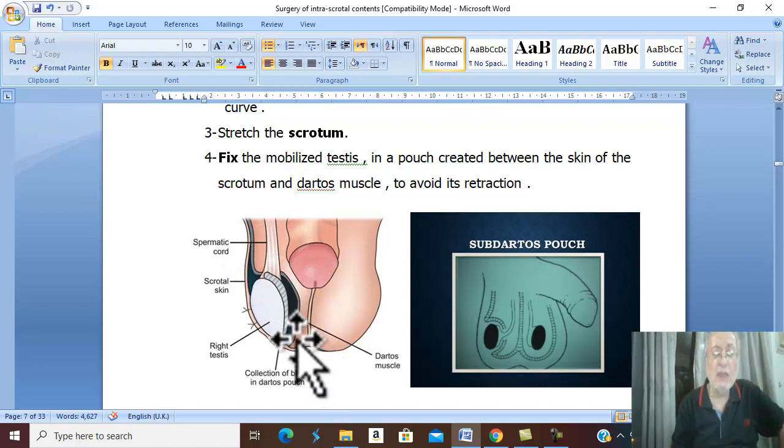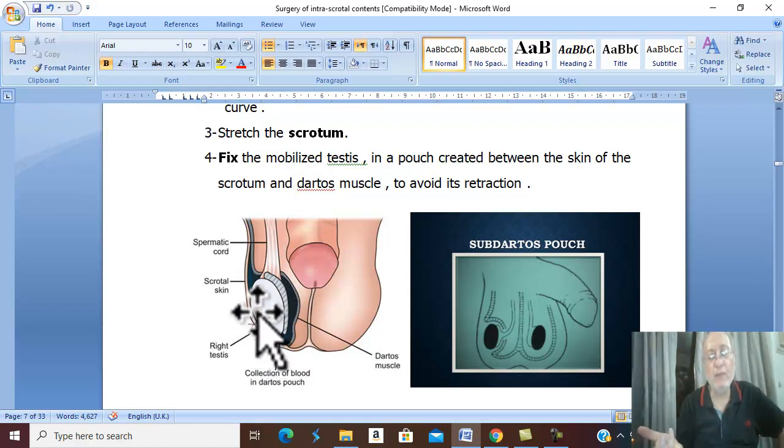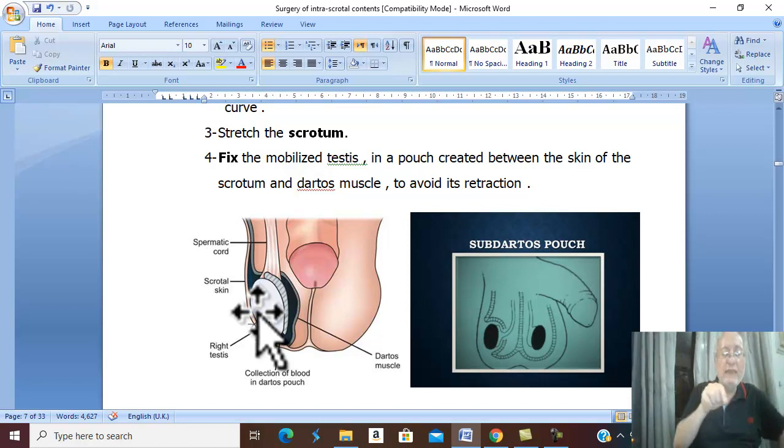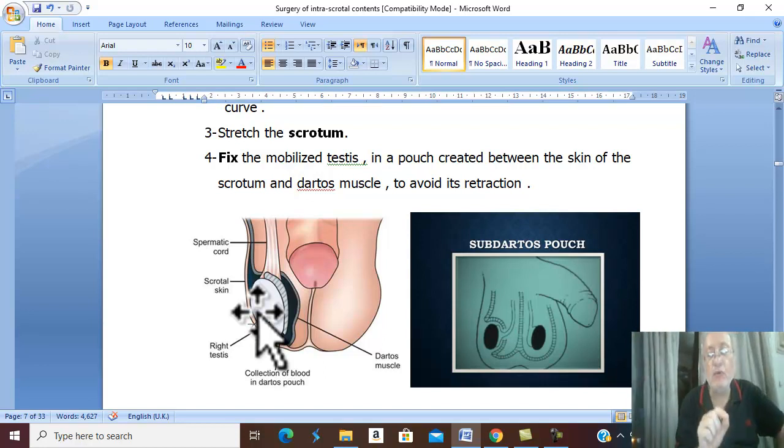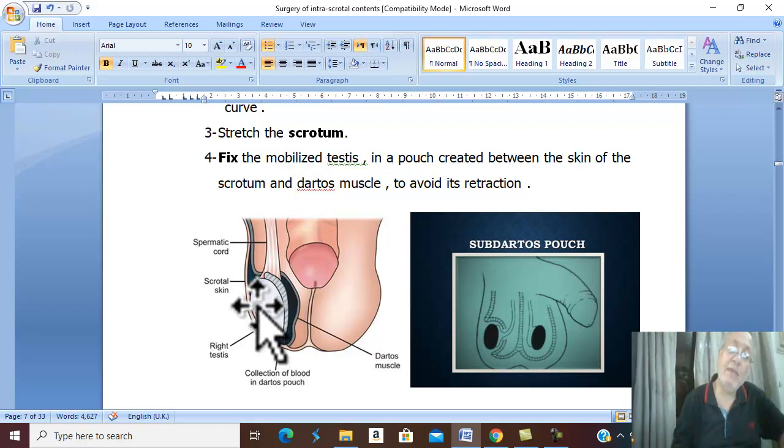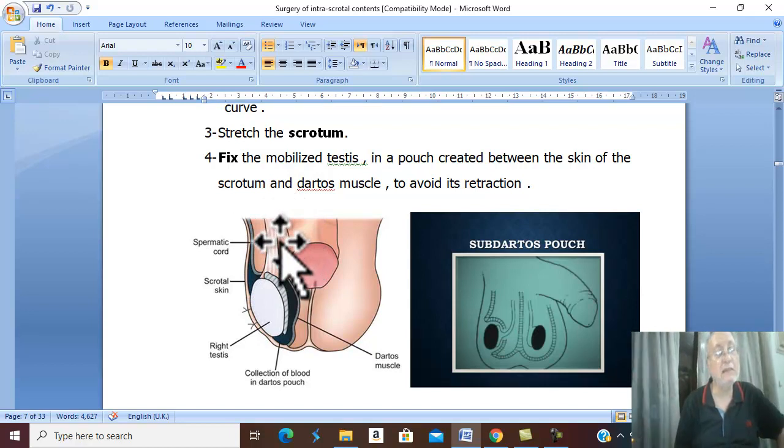The dartos muscle. Therefore, we create a pouch in the scrotum between the dartos muscle and the skin, with fixation of the testis in the bottom of the scrotum, because the short vessels and the vas tend to make this testis return to the undescended position. Therefore, fix the testis in the bottom of the scrotum and make a pouch to prevent retraction and recurrence of undescended testis.